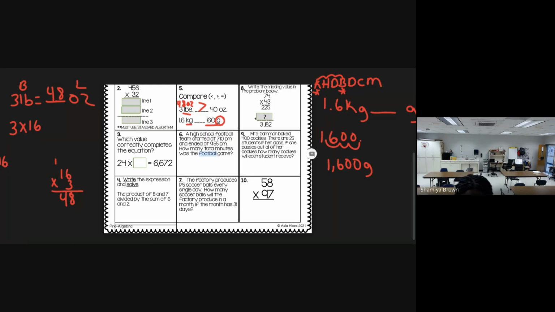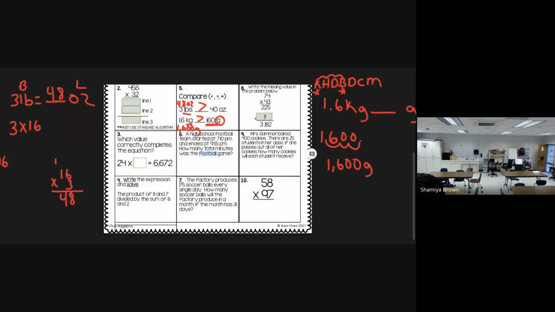So I'll go back over here and write 1,600 grams just so I can see them right beside each other. So I have 1,600 grams, comparing that to 160 grams. Well, I know 1,000 is definitely bigger. So that's going to be that way.